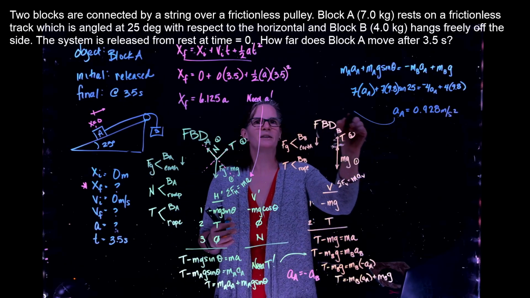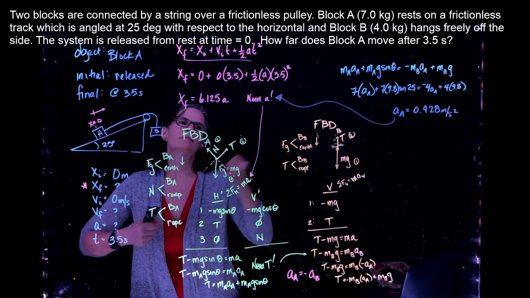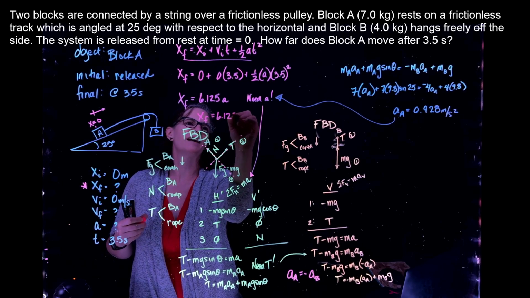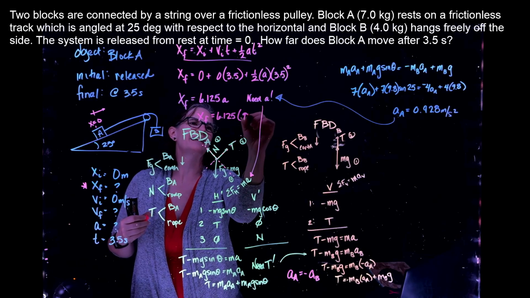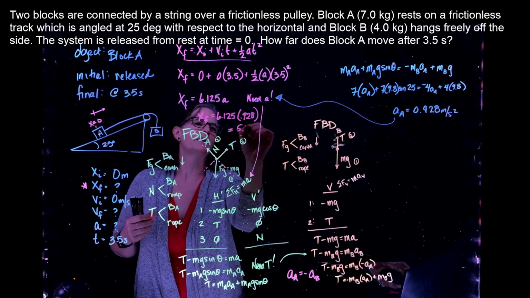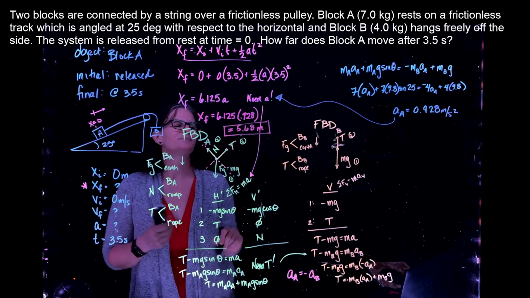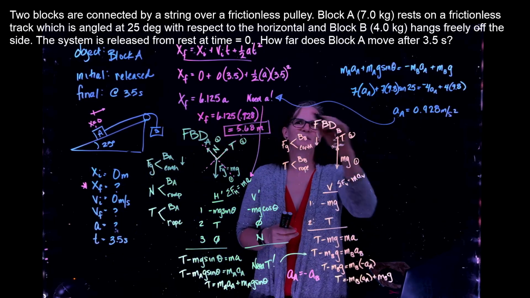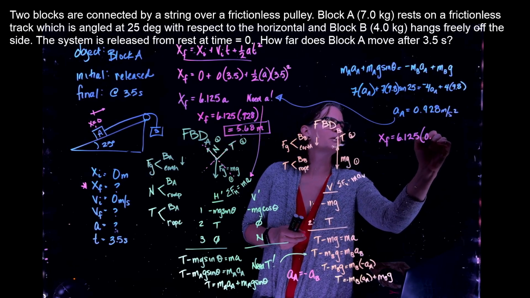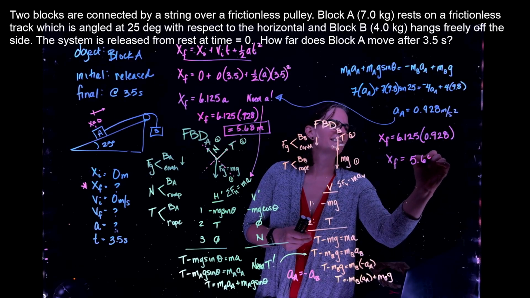That, my friends, is the acceleration we want to put back in here. And when we do that, we find that x final is equal to 6.125 times 0.928, which equals 5.68 meters. All right, I'm going to pop this over here. Put that back in there. We have x final, just so you can see it better. 6.125 times 0.928. X final is equal to 5.68 meters.